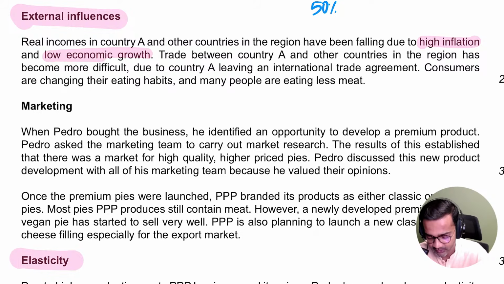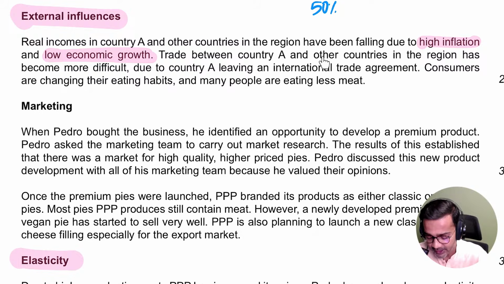Now we understand that whenever there's inflation and low economic growth, people look to save, and income elasticity of demand tells us that you spend less on your luxuries and you actually start spending more on the inferior goods. So that's an argument that we'll be able to make in our answers. Okay. I'm going to go to that answer in a minute.